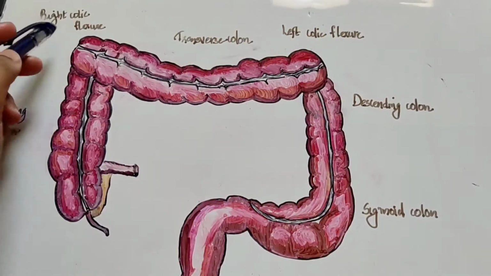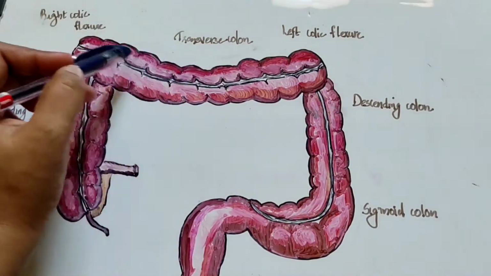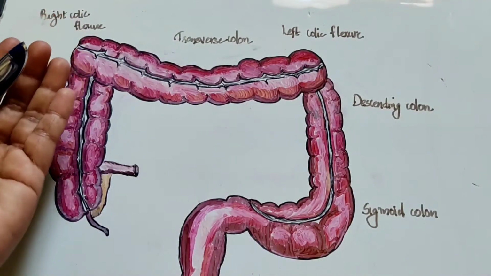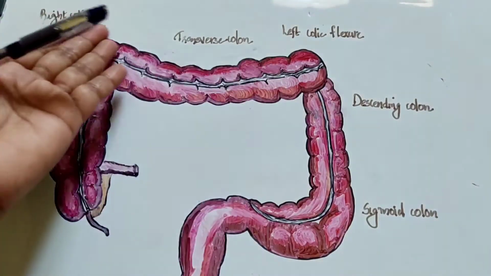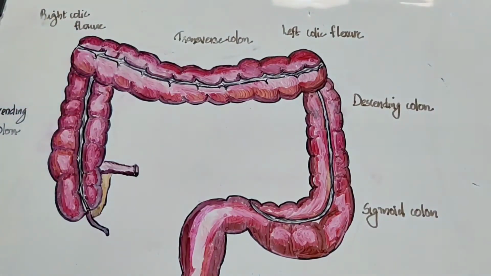Next is the right colic flexure. It is seen at the junction between the ascending and the transverse colon. At the junction, the colon bends forwards, downwards, and to the left to form the right colic flexure. So this is the right colic flexure.